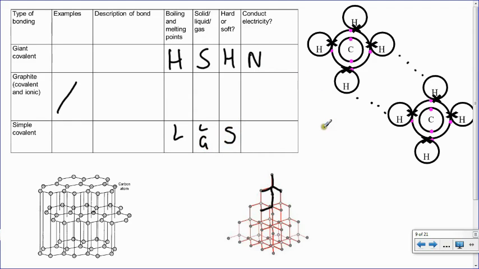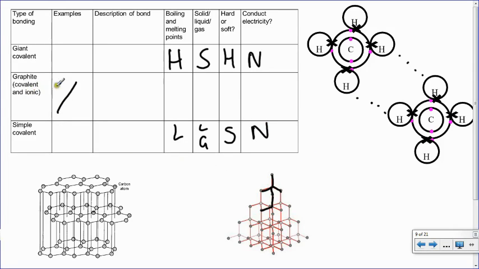And does it conduct electricity? Well, can you see any ions? No, there's no ions there. And the electrons free to move to carry the charge? No, they're held in the bond, so they do not conduct electricity because there are no free ions or electrons there to carry the charge.